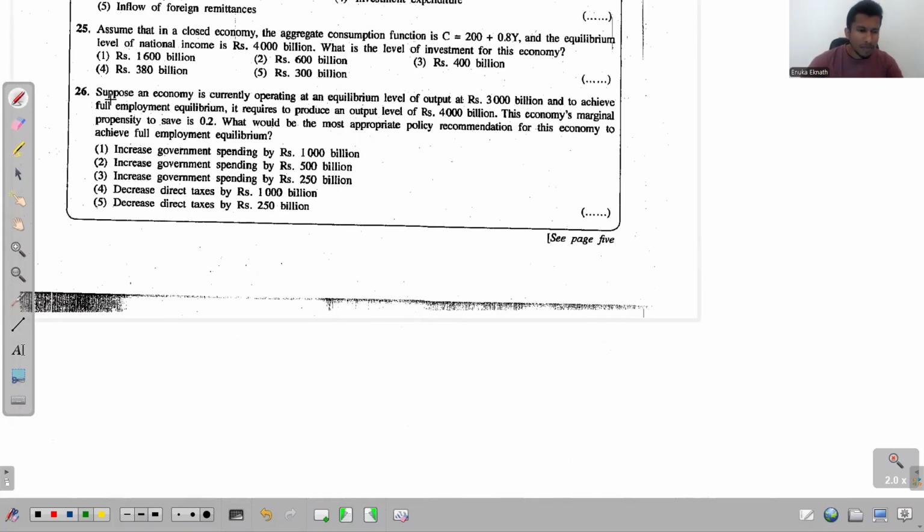Right, the question says, suppose an economy is currently operating at an equilibrium level of output at rupees 3000 billion, and to achieve full employment equilibrium, it requires to produce an output level of rupees 4000 billion. This economy's marginal propensity to save is 0.2. What would be the most appropriate policy recommendation for this economy to achieve full employment equilibrium?